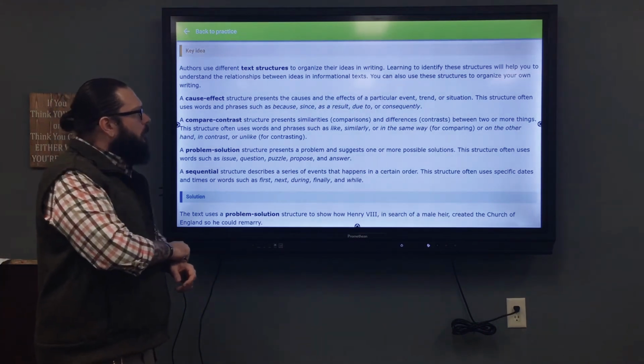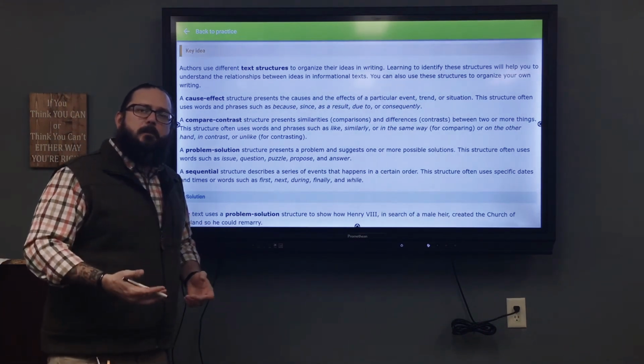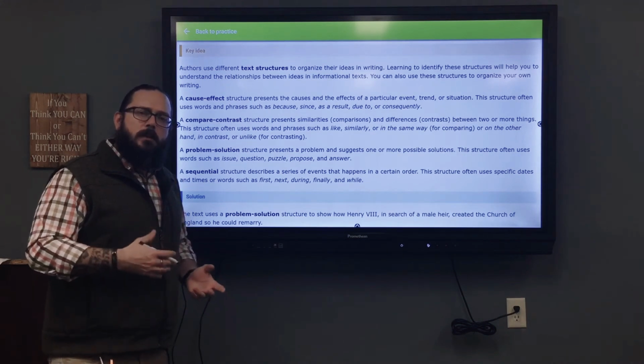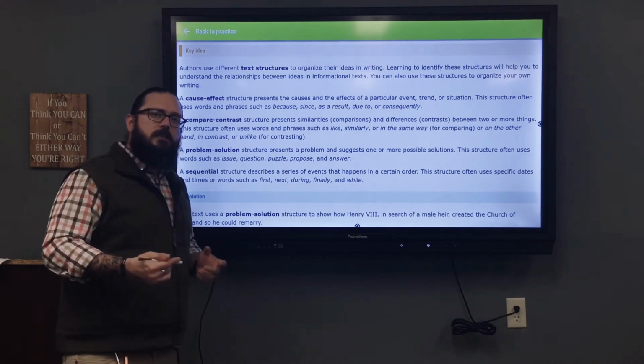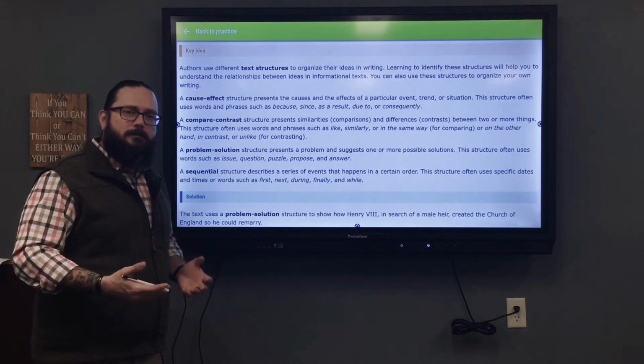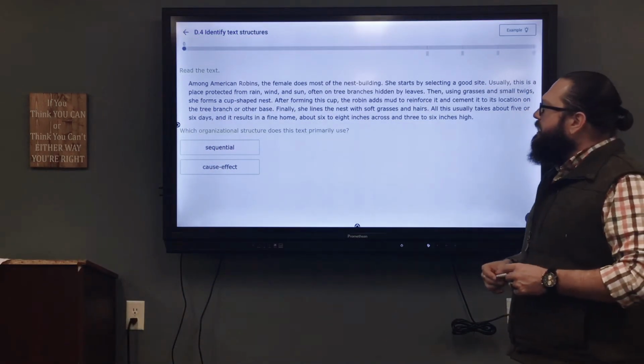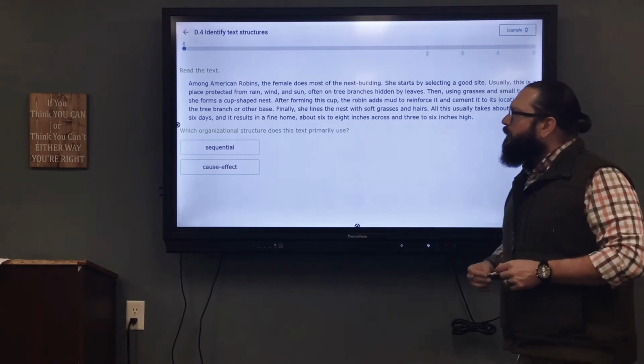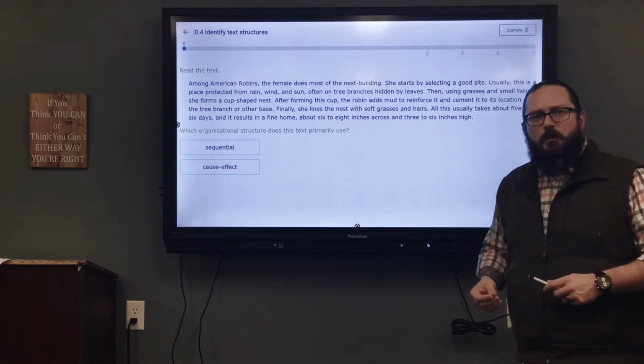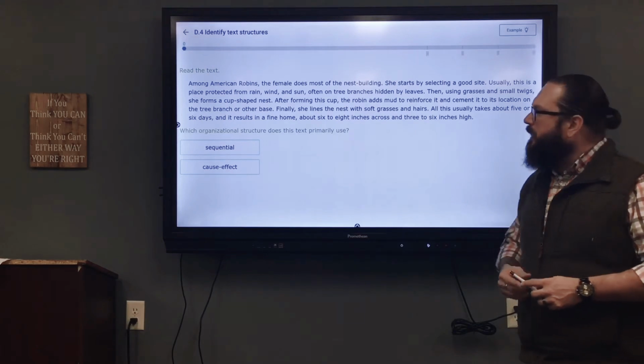So let's work through a handful of examples and see if we can determine which text structure is being used by the author. Let's look at this first example and see if we can determine whether the author is using sequential or cause and effect.